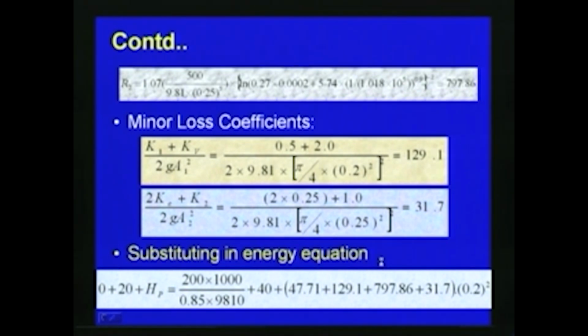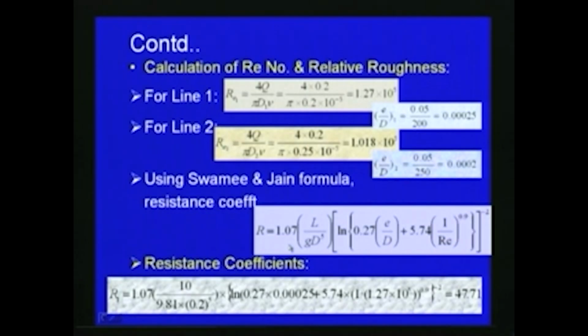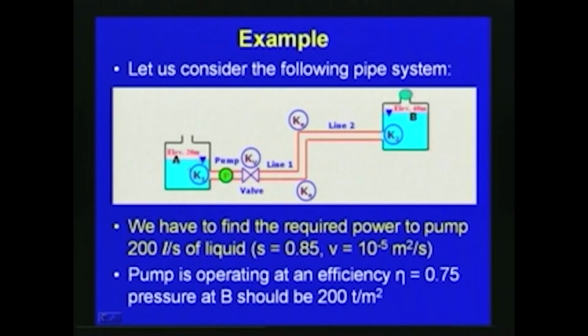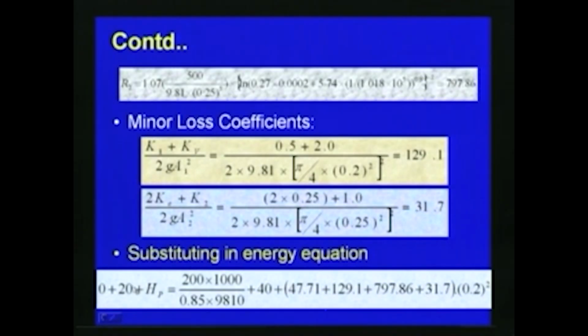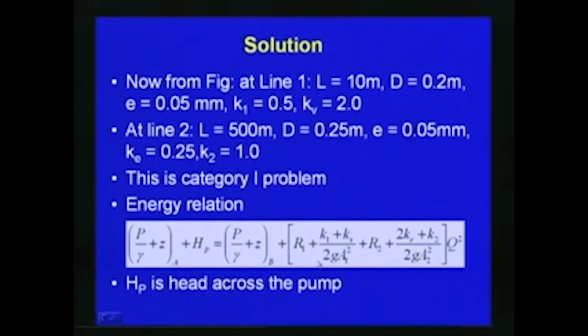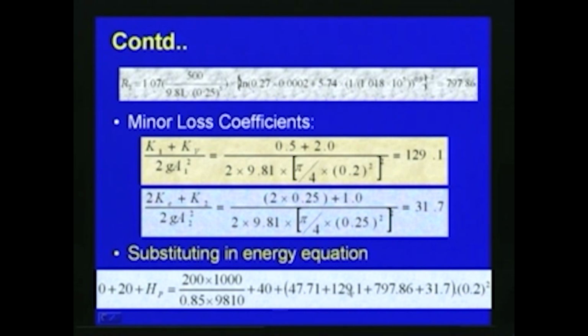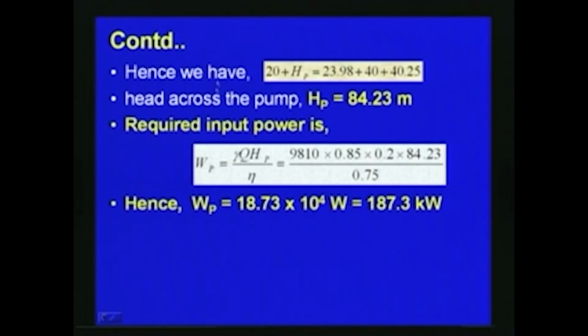So, we can substitute now in the energy equation which we have written here. This is the energy equation. If you substitute back in the energy equation, initially for the problem this is under atmospheric pressure, so P by gamma will be 0. The elevation is given as 20. So, P by gamma plus 20 plus Hp is equal to 200 into 1000 by 0.985 into 9810 when we transform with respect to the pressure at reservoir B, plus 40 is the elevation here, plus 47.71 which is R1, plus 129.1 plus 797.86 plus 31.7, into 0.2 square. So, from this we will get the value of Hp.